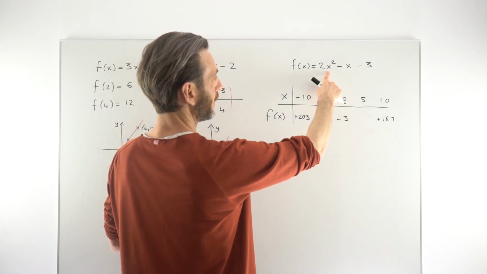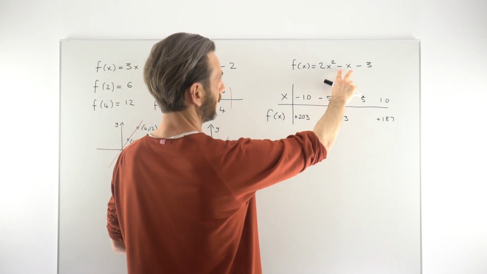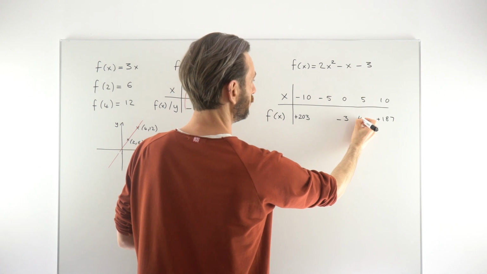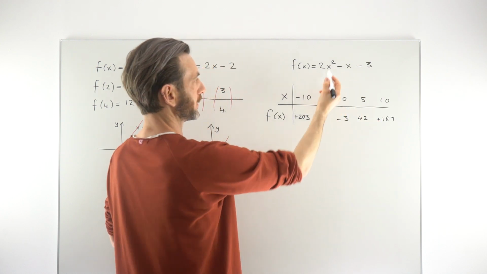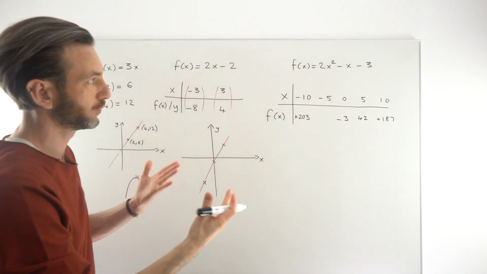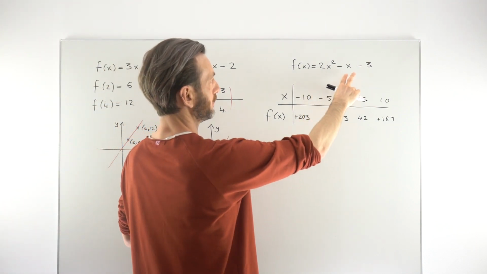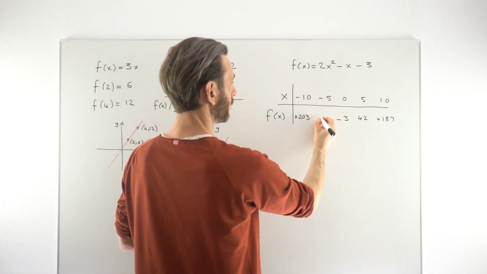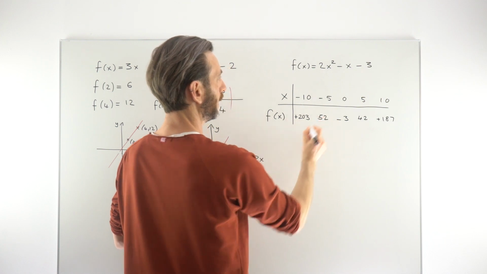Checking this one, so 5 squared is 25, times 2 is 50, minus 8 is 42. And then for minus 5, that's going to be minus 5 squared, which is also positive 25. That's 50 minus 5, 55 minus 2, that's going to be 52, I think.